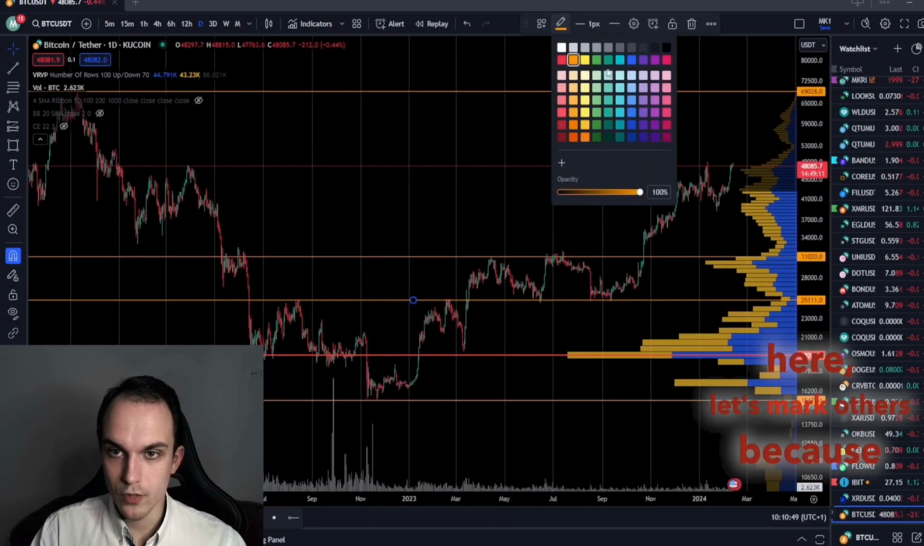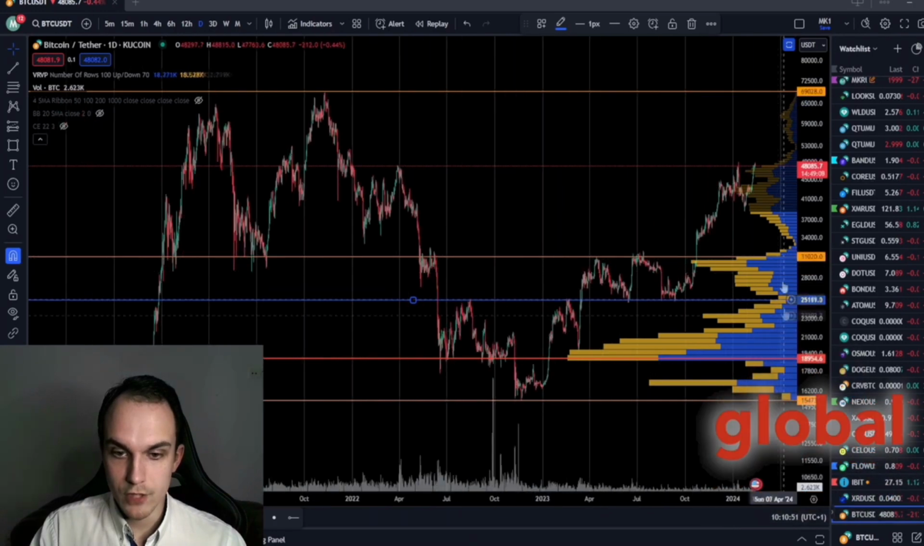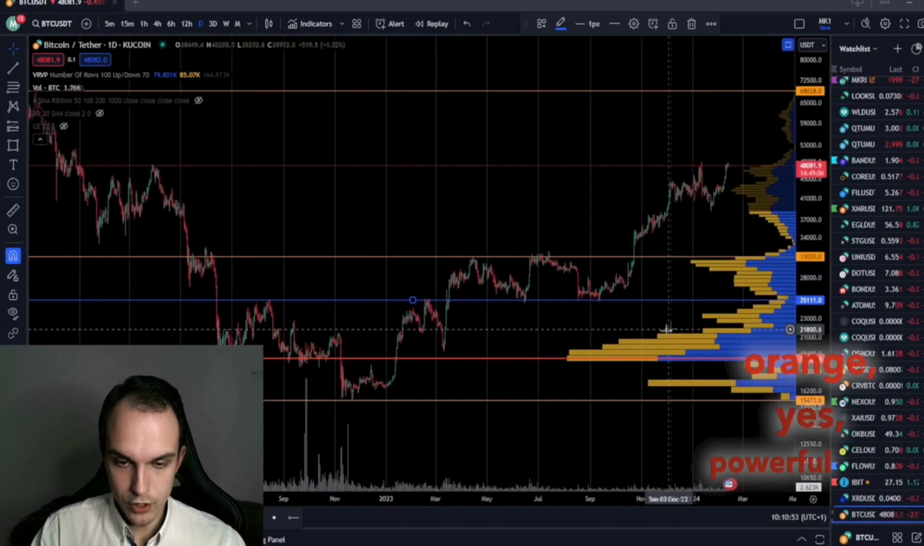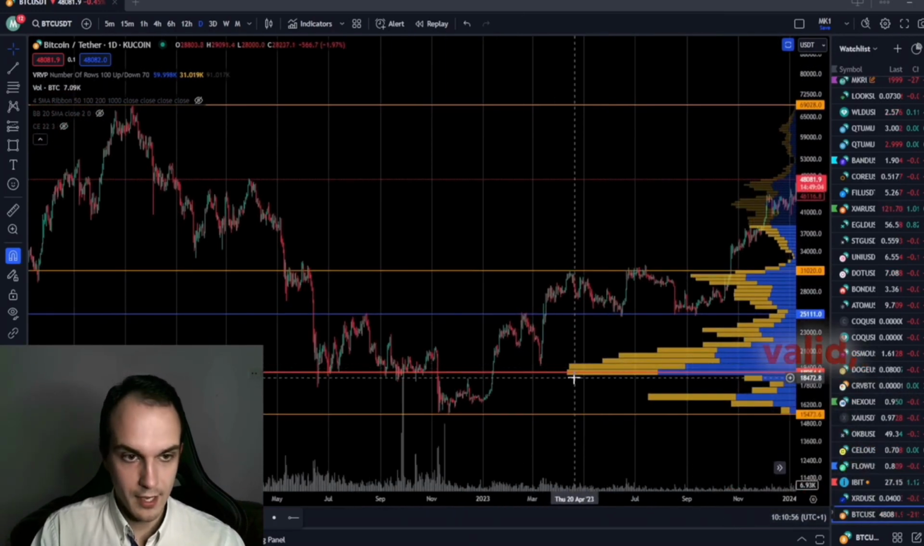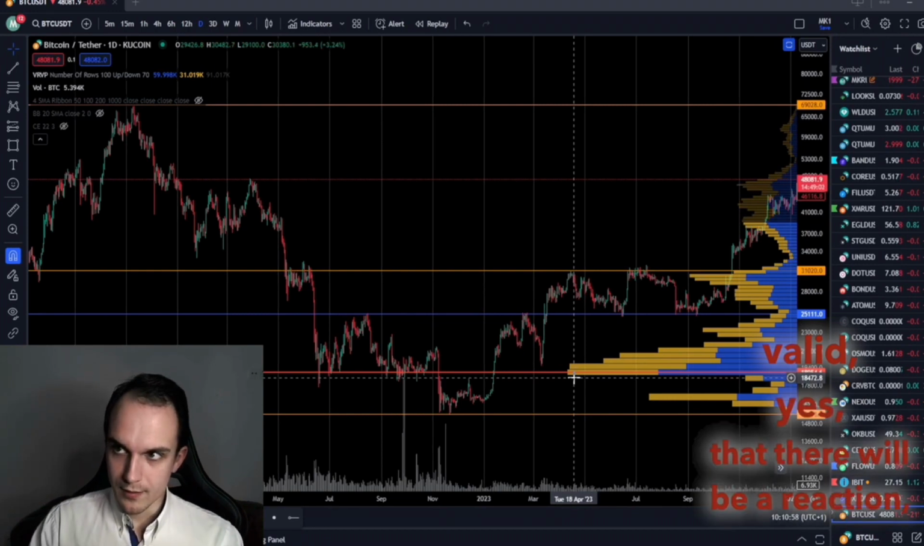Let's mark others, because I mark substantial global levels in orange. These are powerful ones which are indisputably valid, where there will be a reaction. And in blue.